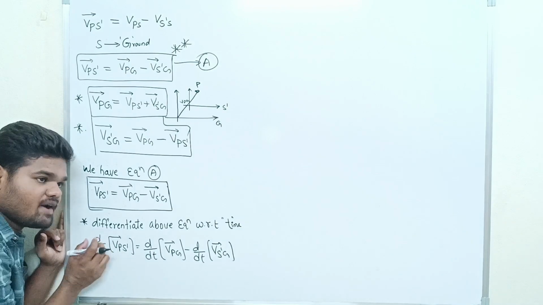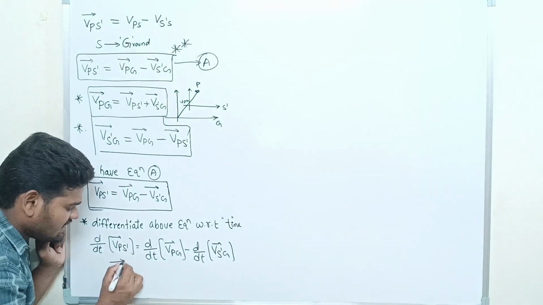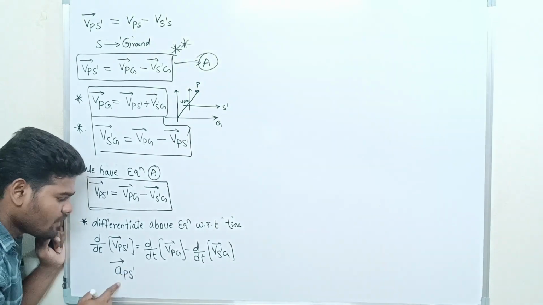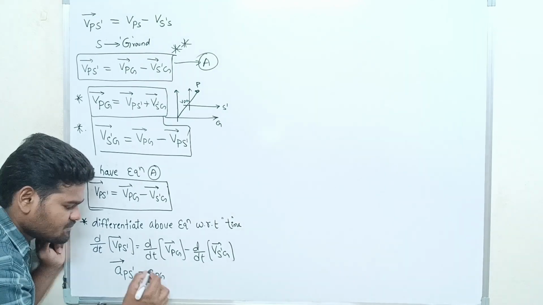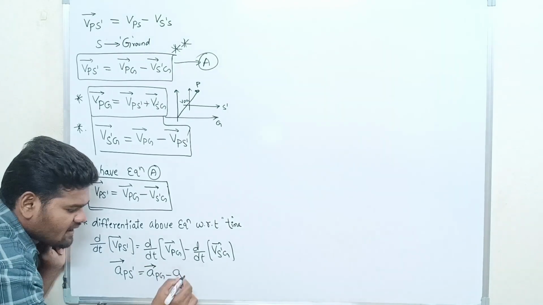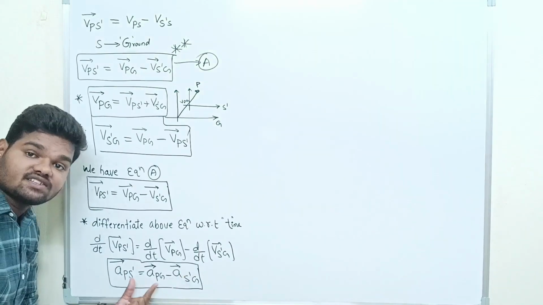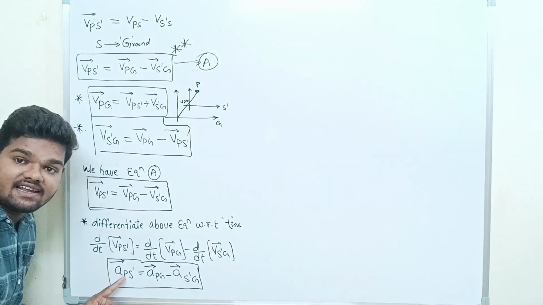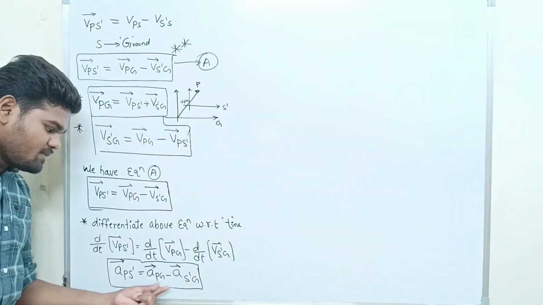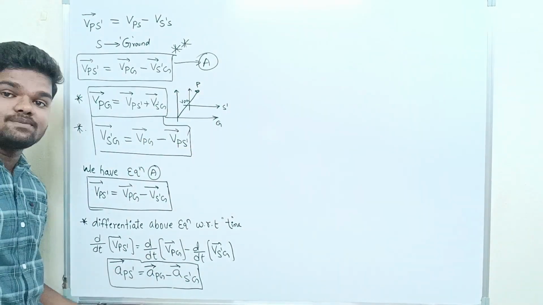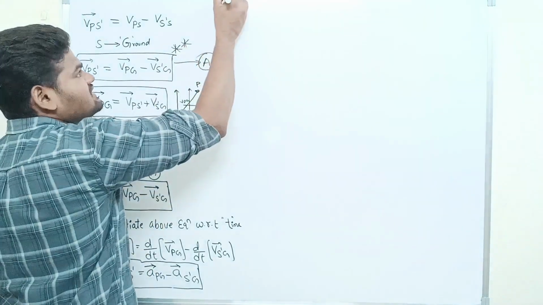Differentiation of velocity, d by dt of v, gives what? Acceleration. So this gives the acceleration of particle P with respect to S dash frame, equal to the acceleration of particle P with respect to ground frame minus that of S dash frame with respect to ground. So this gives the relative acceleration of particle P with respect to S dash, AP minus AS dash, but with respect to ground frame. Are you getting any doubts? Okay, so these are the formulas.